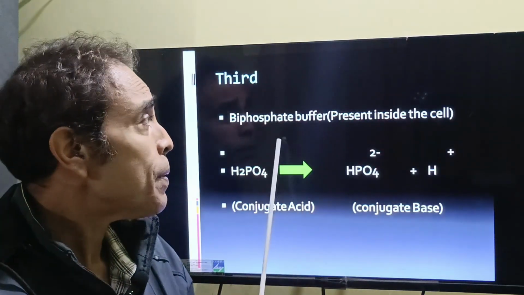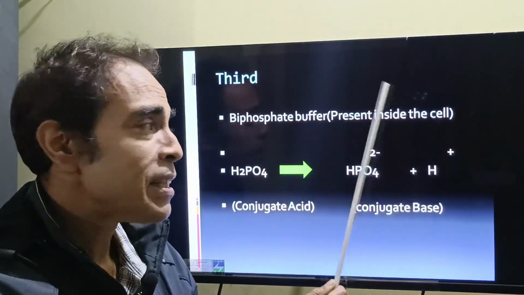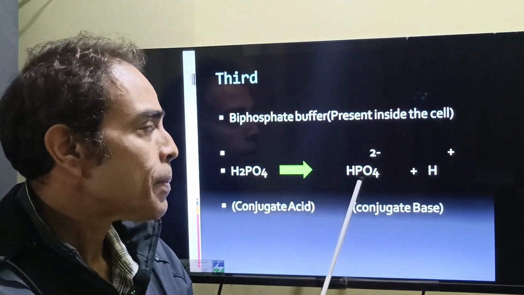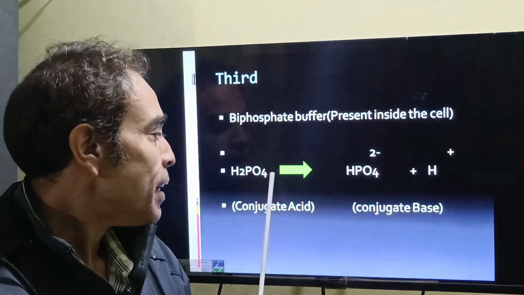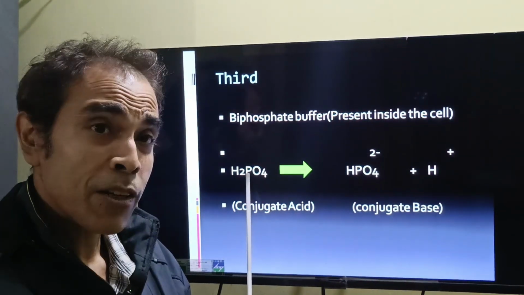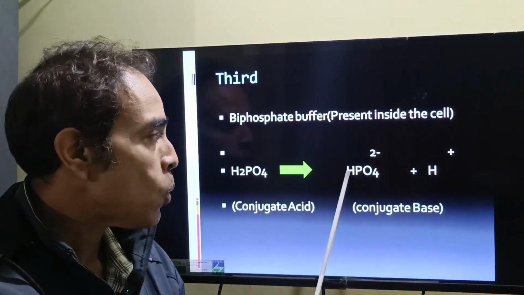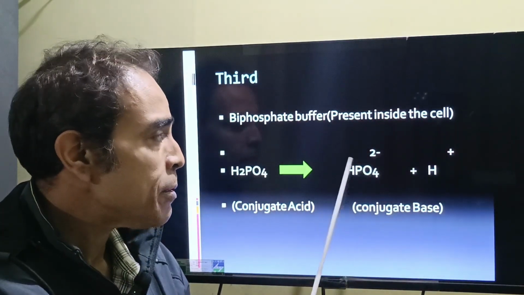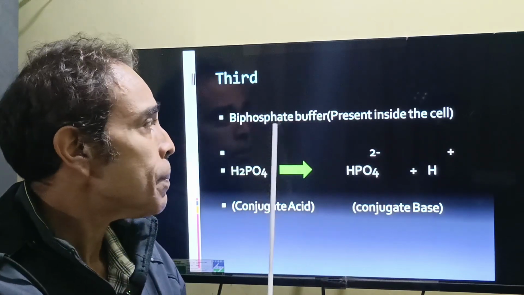And the third important buffer is the biphosphate buffer system, which is present inside the cells. This is dihydrogen phosphate. This gives rise to hydrogen phosphate. Now this becomes an acid because it has lost one hydrogen ion. See, from this H2 it becomes H1. So this is the acid, and because it has lost one hydrogen, this becomes the conjugate base of this biphosphate.